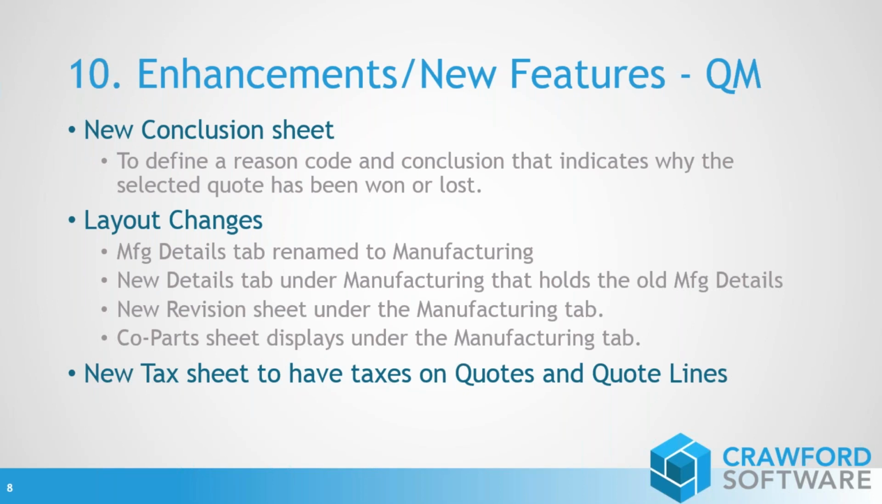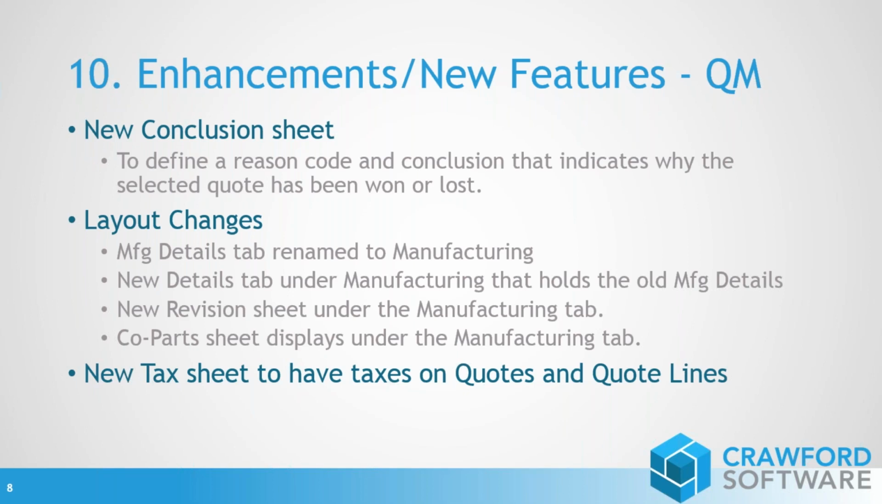So all that old data that you have under that manufacturing details, if you're looking at doing the upgrade, that's now going to be under a different tab. It's going to be the third tab down when you go to do this. They've also added a revision sheet under that manufacturing. So now you see why they added manufacturing. So you now have those manufacturing details. Now you have the revision.